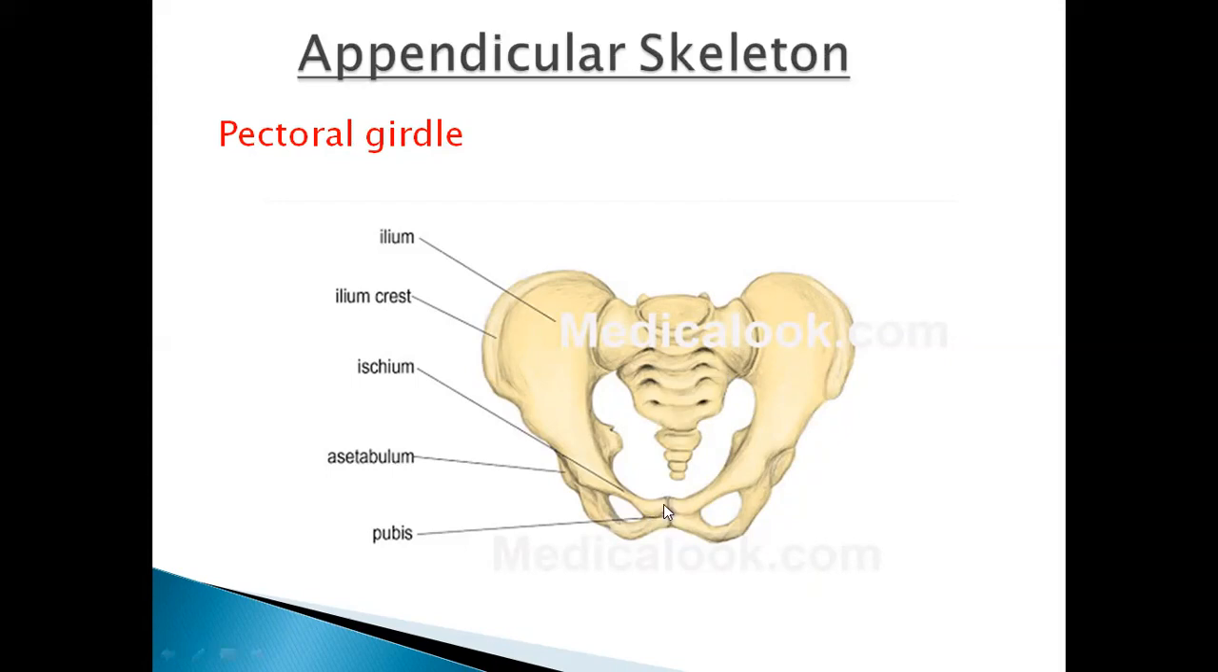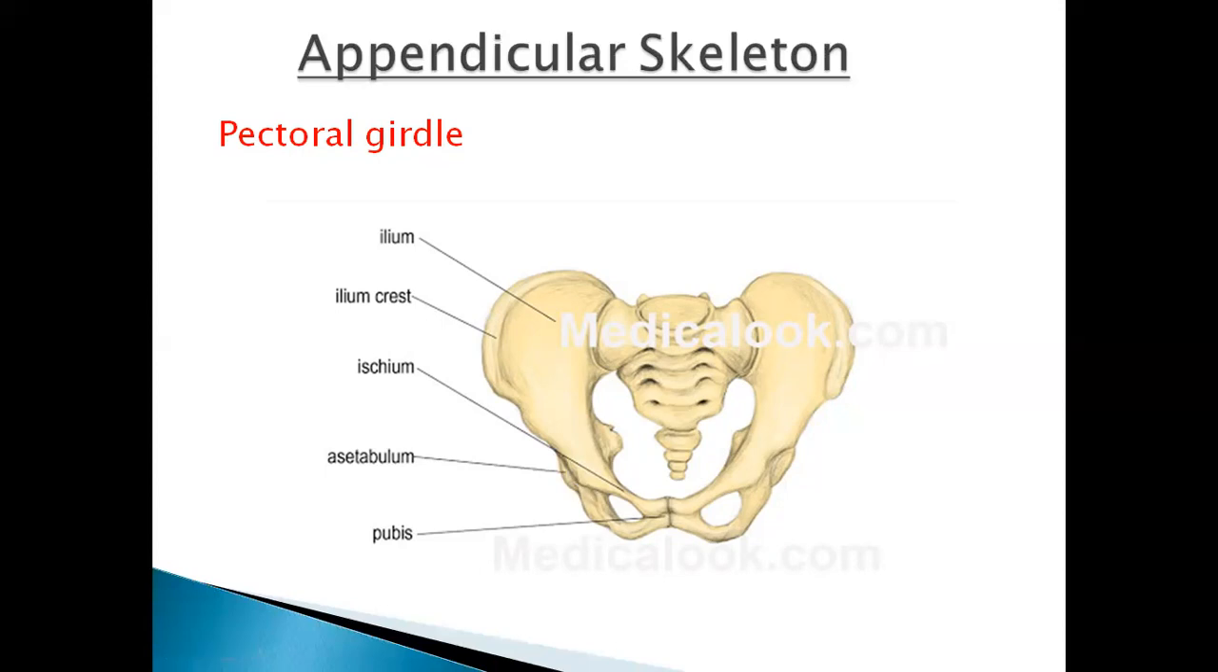The pubis part is giving one joint, that is the pubic symphysis. They are joined at this point, and this point is known as the pubic symphysis. And the cavity which is present here is known as the acetabulum, just like your shoulder cavity that was giving rise to the arm region. Hence, the leg bones are also attached with this cavity, the acetabulum. Fine.